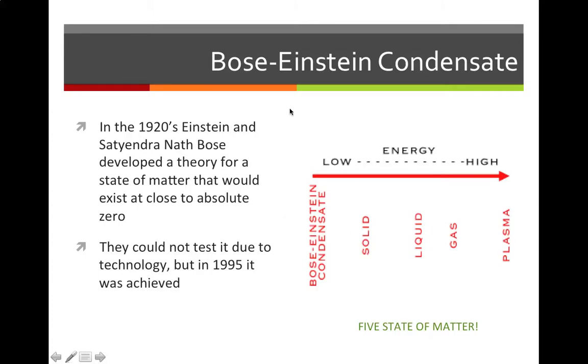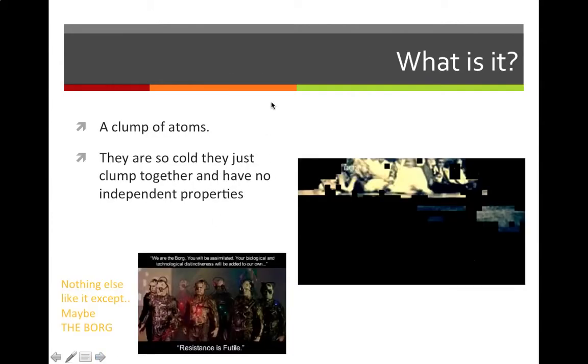Then at the other end, there is something that Albert Einstein actually proposed with another scientist, the existence of, again, never saw it, but they thought if a substance became close to absolute zero, it would have different properties and would not be a solid anymore. It would be something else, and they call it the Bose-Einstein condensate. It's a big clump of atoms, and they're just so cold, and they clump together, and they don't have independent properties anymore.